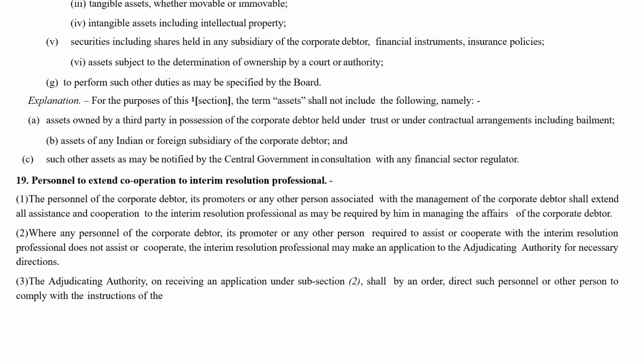because everybody is expected to cooperate. Now, what happens if somebody doesn't cooperate? He doesn't have any option except to make an application to the adjudicating authority. And the adjudicating authority shall direct such personnel or other person to comply with the instructions of the IRP and to cooperate with him.